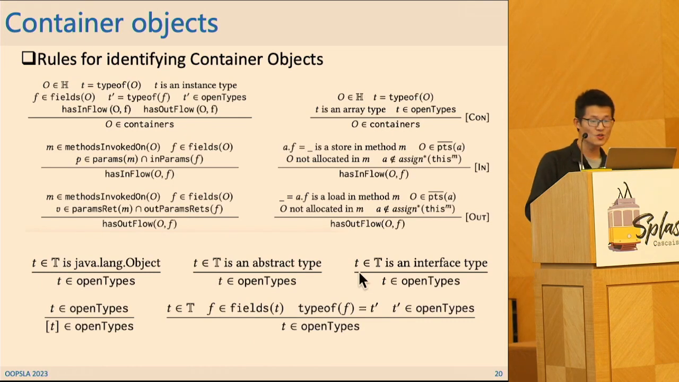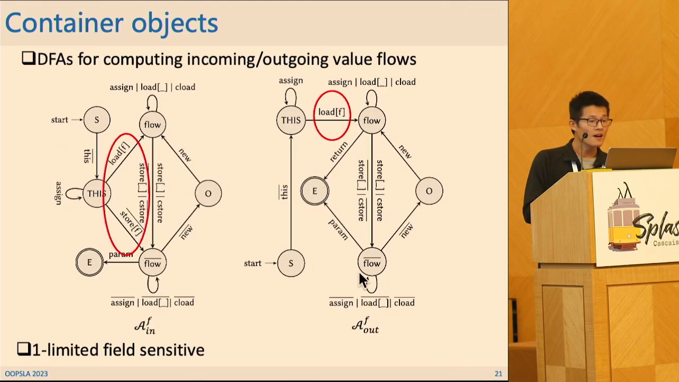Here are the rules for identifying the container objects. To compute the incoming and outgoing value flows, we have designed two DFAs. As you can see from the red circles, the DFA differentiates a specific field F. Thus, it is one limited field sensitive.